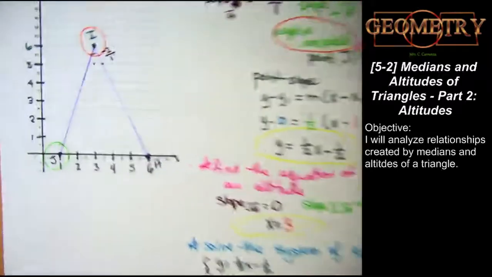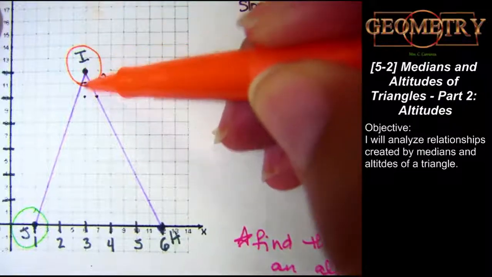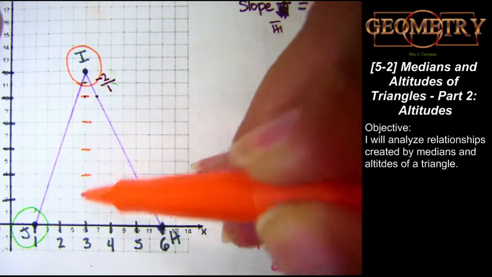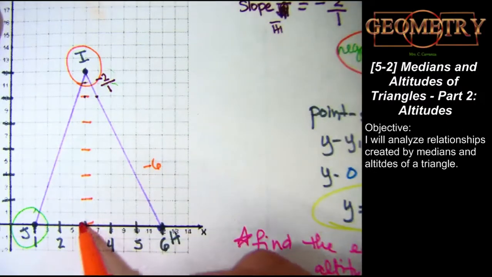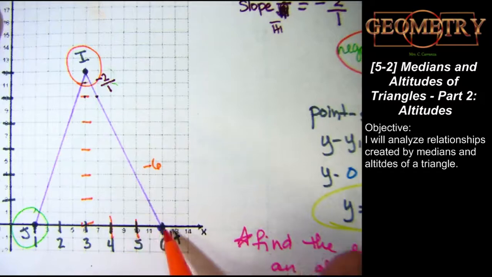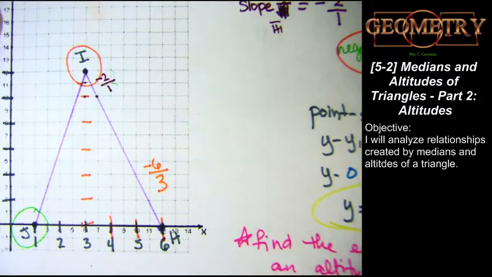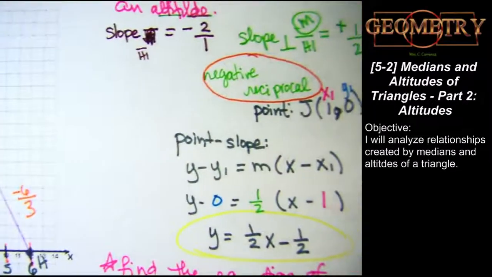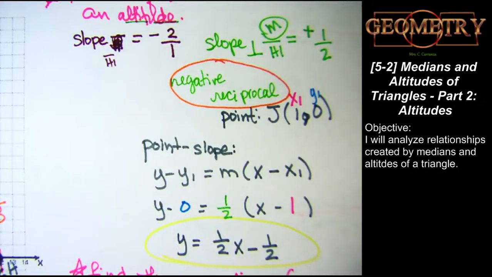All right, so let's go back and just double check to make sure I'm using the right slope. So 1, 2, 3, 4, 5, 6. 1, 2, 3. Which simplifies down to negative 2 over 1. Oh, it's because I counted 2. Okay. And then the negative reciprocal, which is change the sign, flip the fraction.